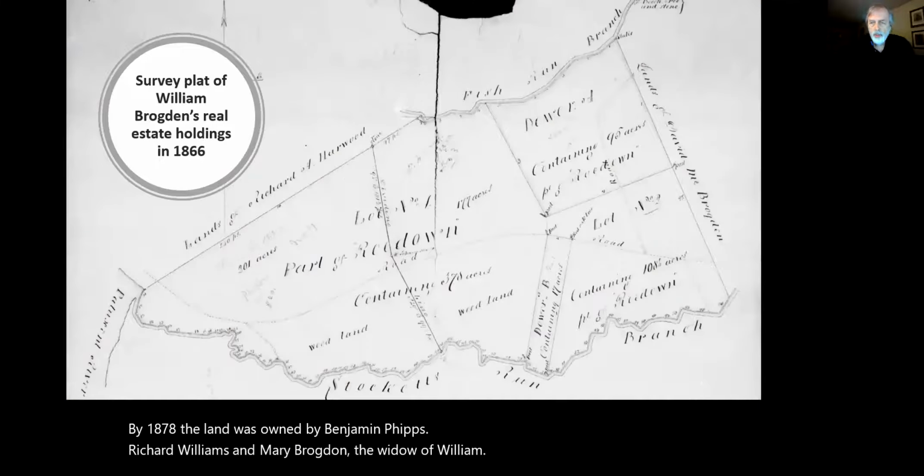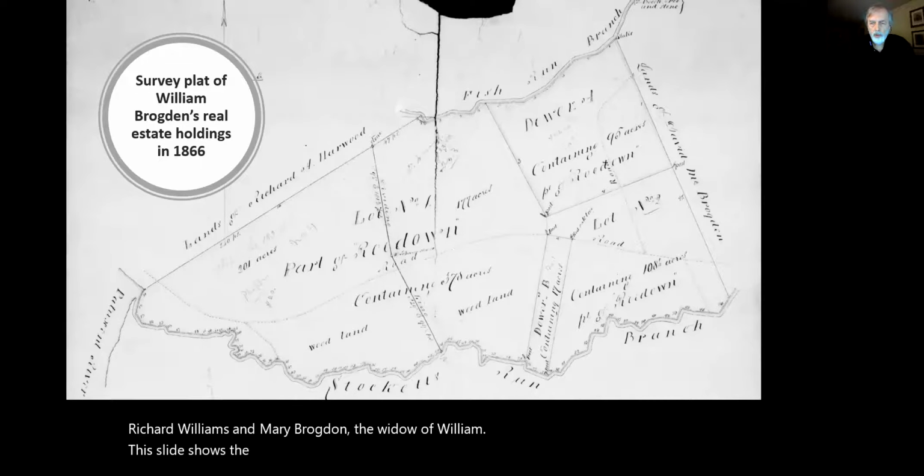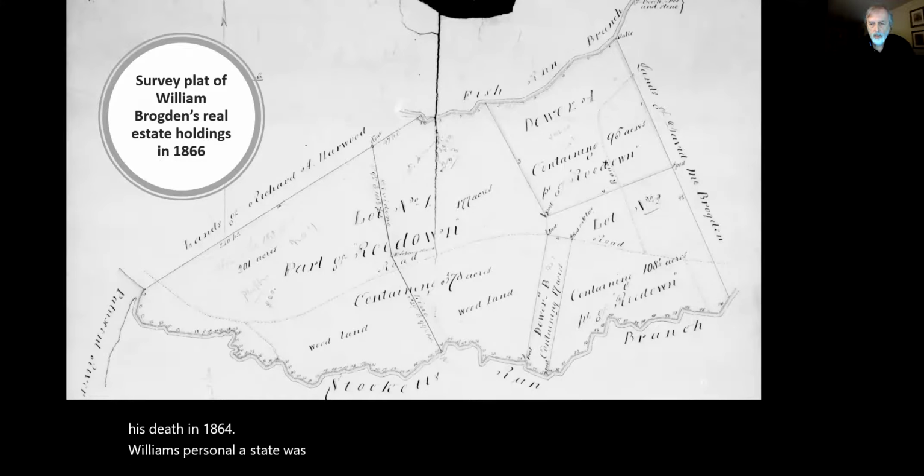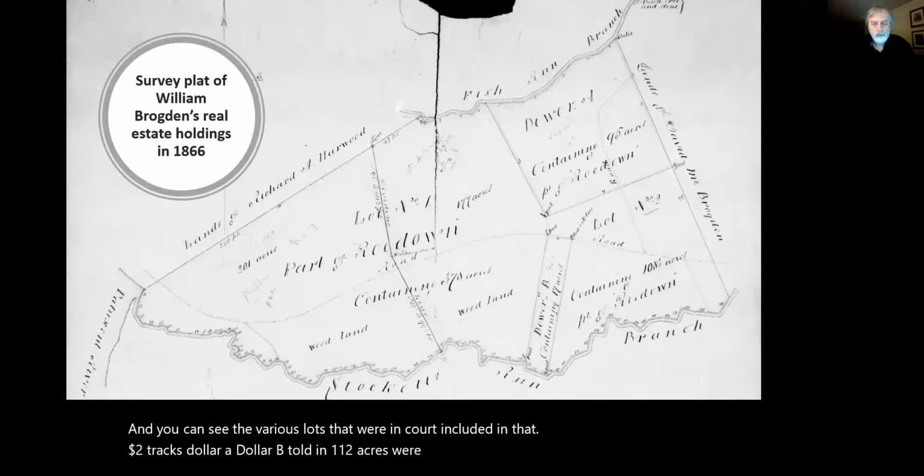This slide shows the plat of Dr. William Brogden's land holdings at the time of his death. William Brogden originally obtained this land from his father's estate in 1849 and held it until his death in 1864. William's personal estate was insolvent at the time of his death. To cover his debts, court-appointed trustees broke up the estate, and you can see the various lots that were included in that. Two dower tracts, Dower A and Dower B, totaling 112 acres, were set aside for Mary.